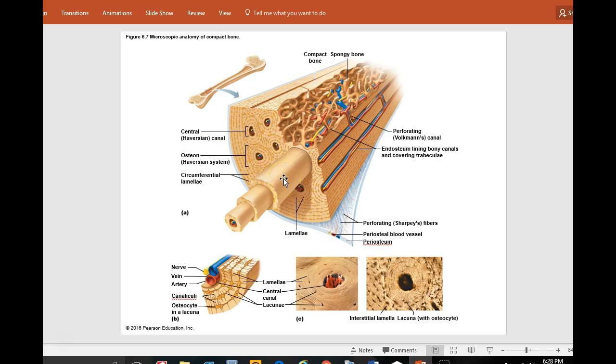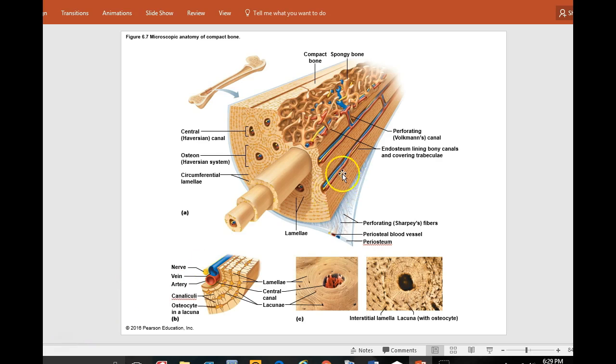These lamella that encircle this canal are called concentric ones. The ones on the very outside of the bone are also called circumferential lamella, and lamella means layer. In between these osteons, so there's one here, a third one, and a fourth one here, and then of course this one, there are these incomplete lamella that are called interstitial lamella.